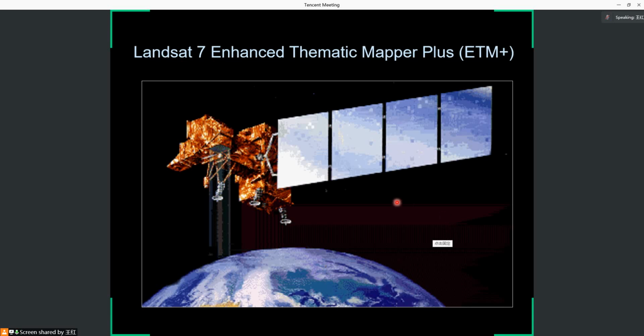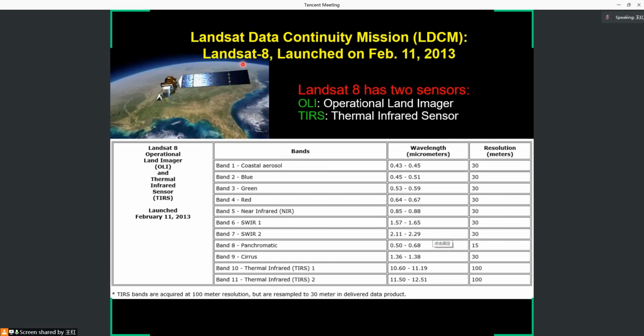We compare the Landsat TM and the MSS. There is the gap problem with ETM plus. Landsat 8 is very good, and it can still be used. We can download it freely, so it is most popularly used for research and for other applications.